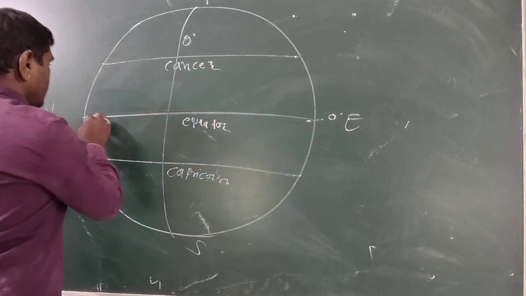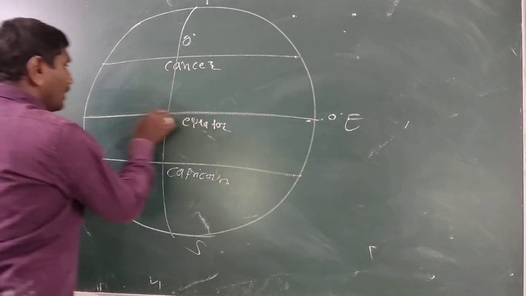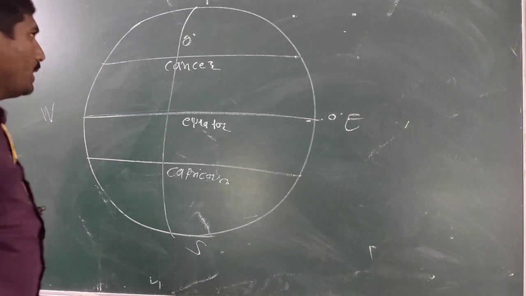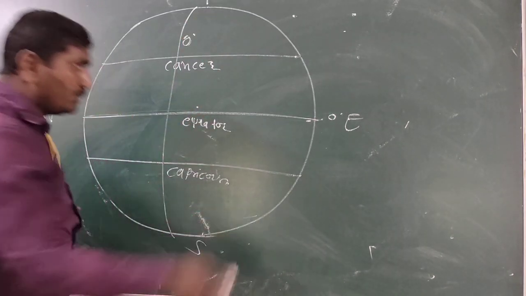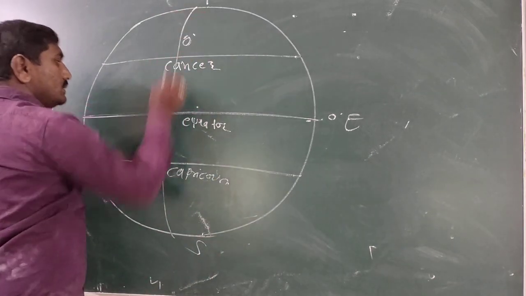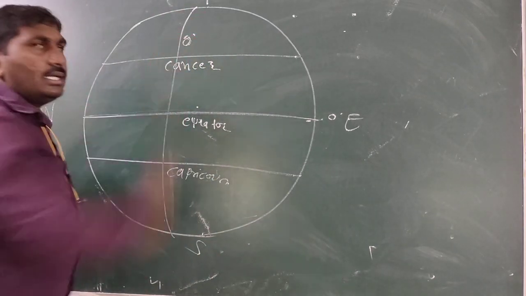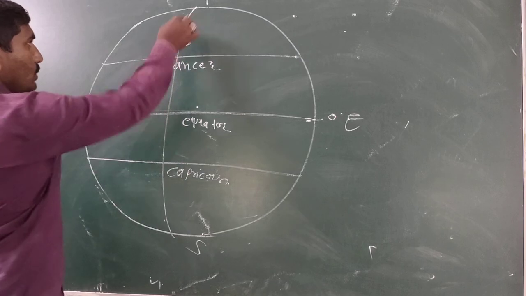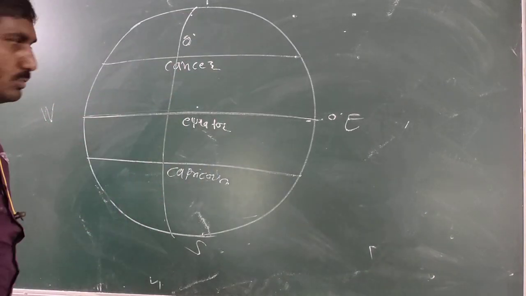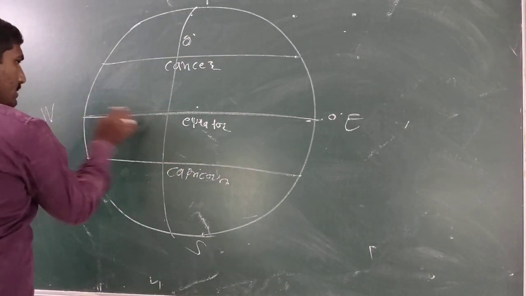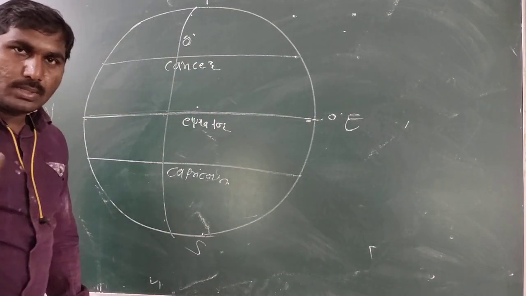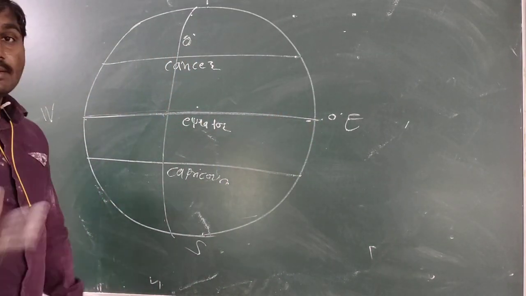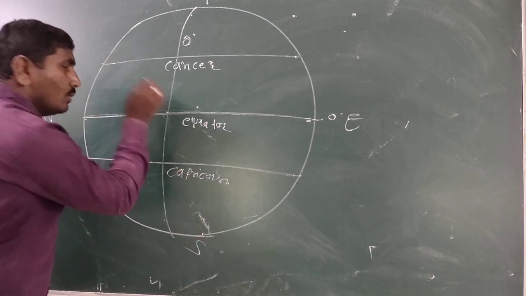Due to this 0-degree equator, our globe is divided into two parts. This is the northern hemisphere and this is the southern hemisphere. And due to this prime meridian, this 0-degree longitude, our globe is vertically divided into two parts, the western hemisphere and the eastern hemisphere. Now we have to understand its location. Where is the location of Brazil on the globe?